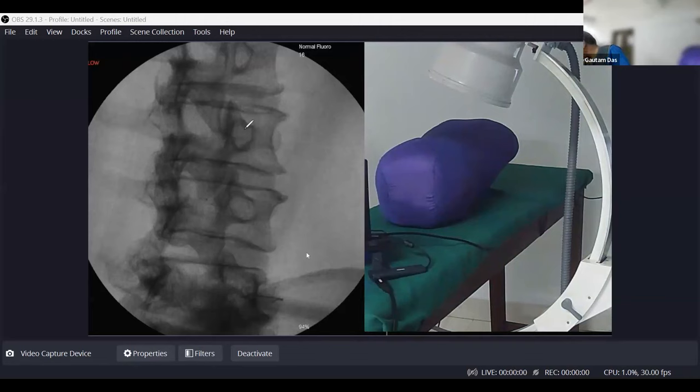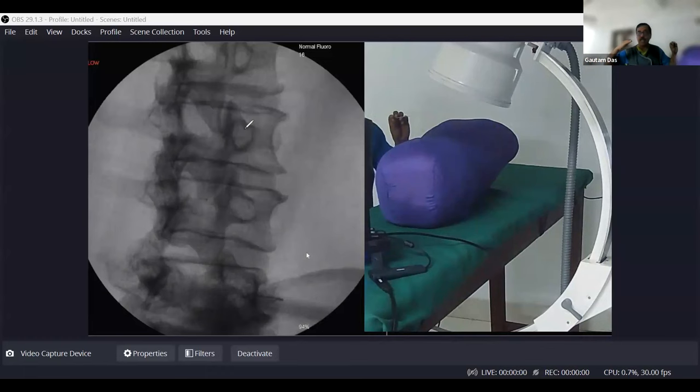Another very important thing is which needle is recommended here. My needle is a 22 gauge spinal needle, black color, for almost all these procedures. The length is normally 10 centimeter. And if somebody asks what the needle entry point is, how much away from the midline, there is nothing called how much away from the midline. What is important is that you have to place your radiopaque marker here.